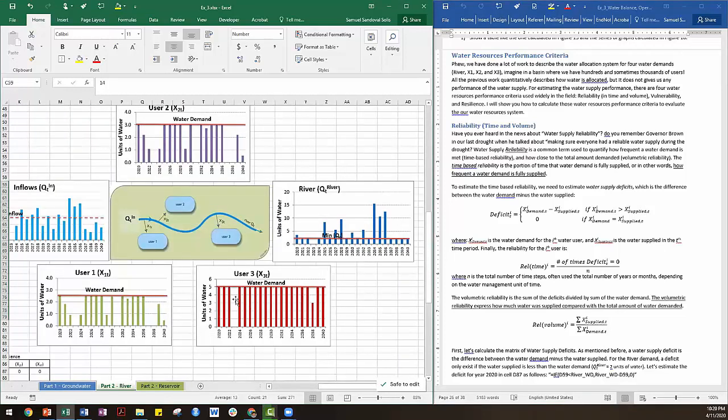And in this case, in 2 years, they didn't receive any water, or it wasn't fully supplied. So in this case, the reliability will be 19 over 21. So in 19 years, their water supply was fully allocated, their water demand was fully allocated, which represents about 90%. So that's basically what it is.